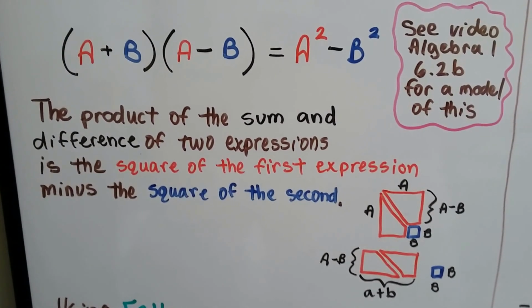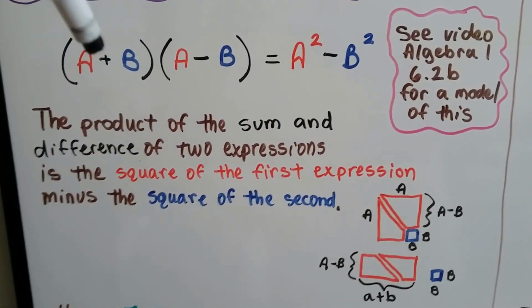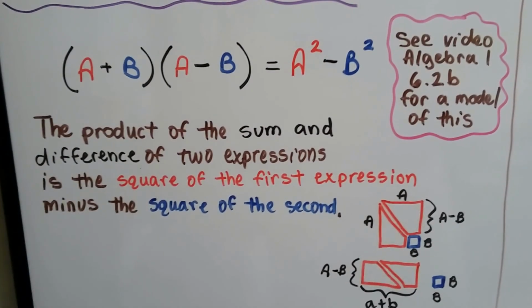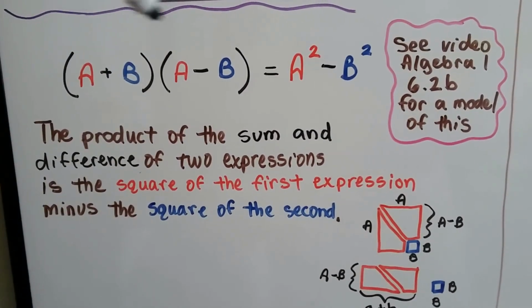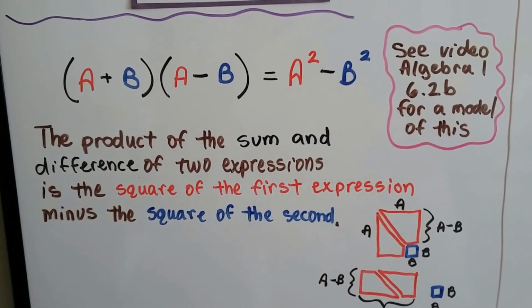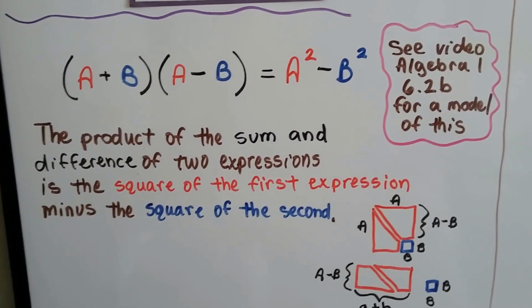The product of the sum, see we have a plus sign here, and difference, we have a minus sign, of two expressions, 1, 2, is the square of the first expression minus the square of the second expression.